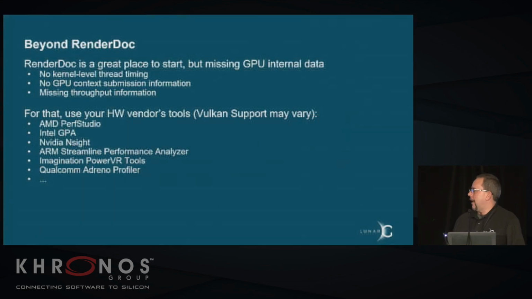Unfortunately, it does not have any of the GPU internal data. So you don't have throughput numbers, you don't have dropped pixels, culled pixels, or anything like that. So it's a good start to get you some of the information you may be wondering about Vulkan, but if you really want detailed data and to go to the next step, you will have to use your hardware-provided tools.